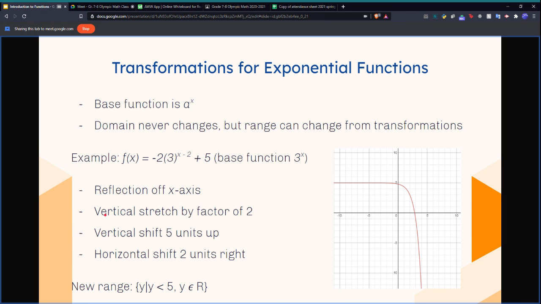Next, you look at translations. You have this plus 5 outside of all that. So you got a vertical shift up 5 units. And then finally, in your exponent, you look for horizontal translations. Here you have x minus 2. That will give you a horizontal shift of 2 units to the right.